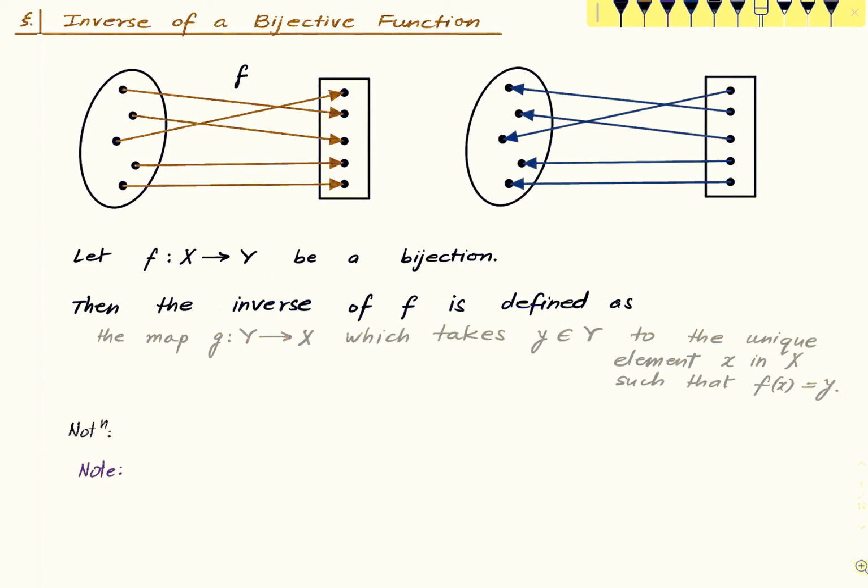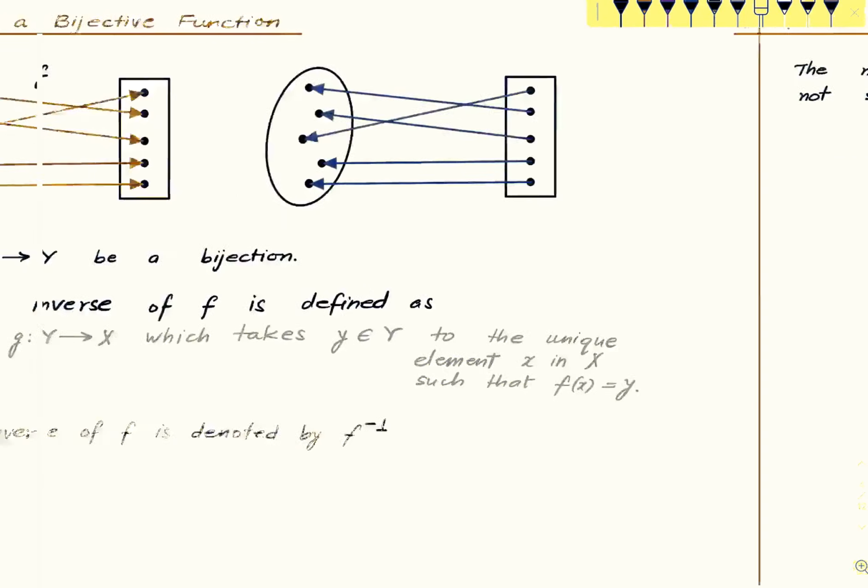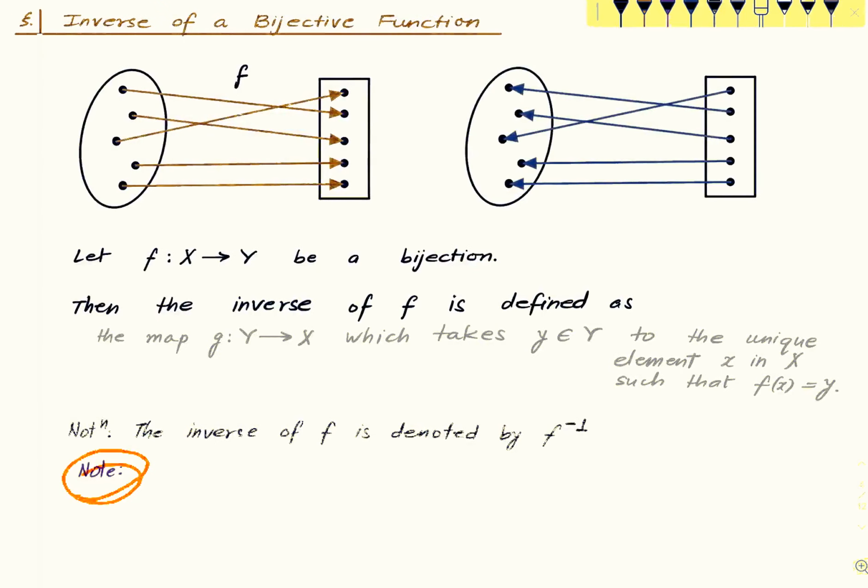And as a point of notation, the inverse of f is denoted by this symbol. Okay. So we just write f and put a superscript of -1 to it. That's the notation for inverse. And there was something I wanted to note, but now I forget what it was.